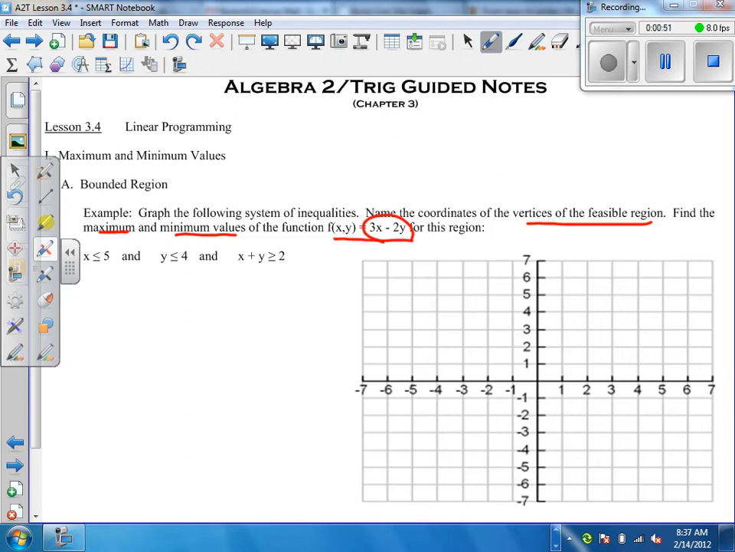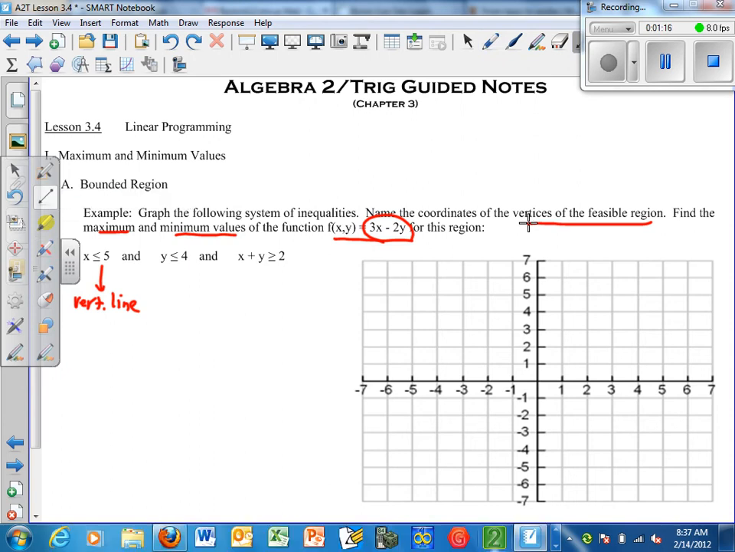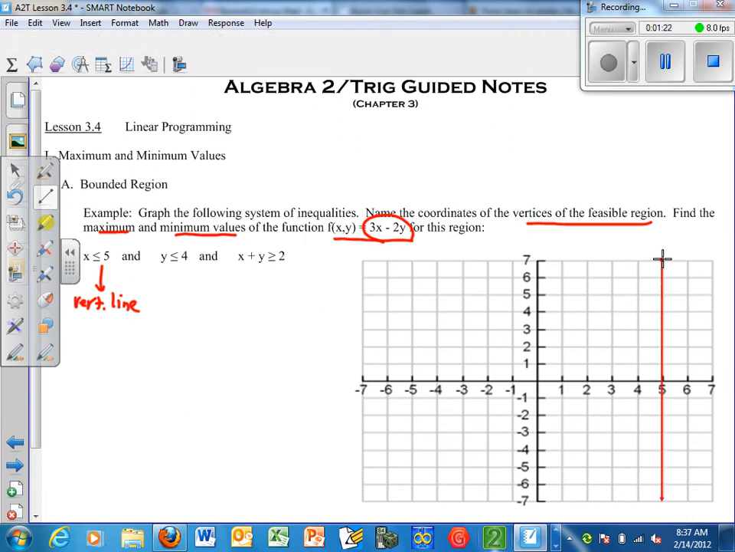So what we have to do, and we're given three inequalities, this is x and a number, so this is a vertical boundary line at x equals 5. So what we're going to do is graph x equals 5. Let me graph my line. It would be solid. So let's draw a vertical line at x equals 5. So it's going to be right there.